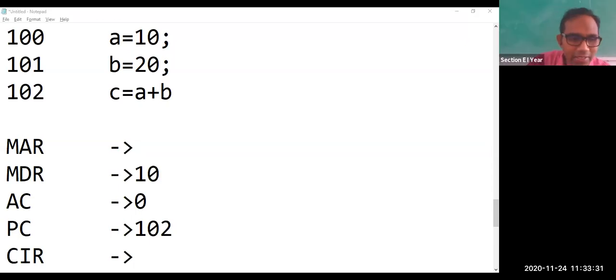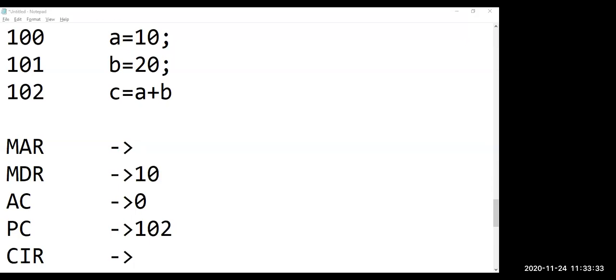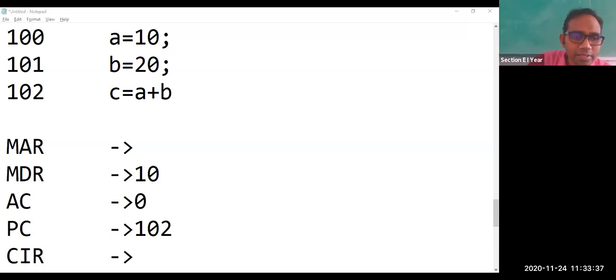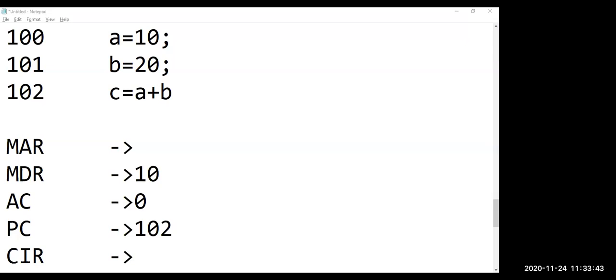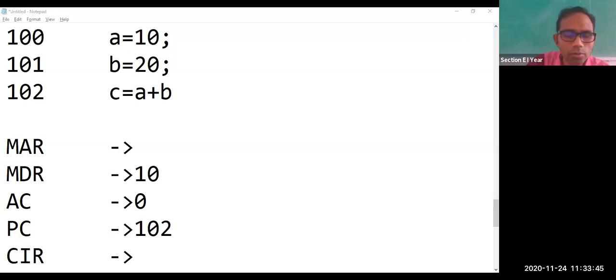What is the current instruction register? What is the current instruction? Here we will get 101. 101 is under execution. So CIR will be having 101. Understood till this part? Now let us execute the next instruction.